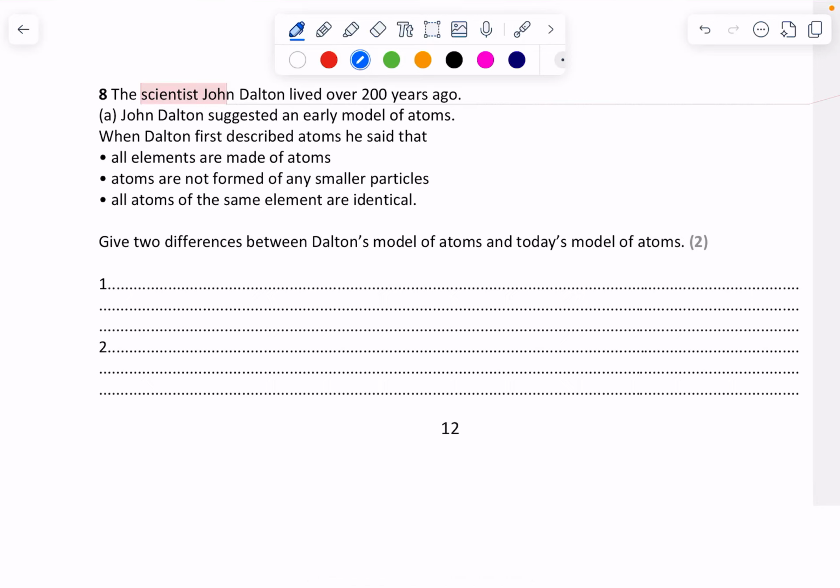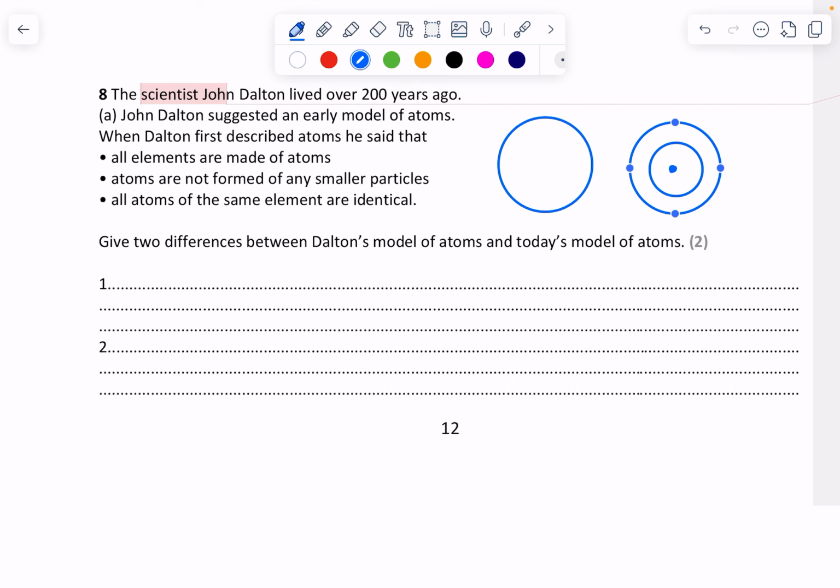Okay, so in this question, you were being asked about John Dalton and how it's different from today's model. If you remember, John Dalton described atoms as just solid spheres, and we didn't have any nucleus or any subatomic particles. So that's going to be the main focus of our response. Nowadays, we know you've got the central nucleus, and then you've got your energy levels with the electrons, and that nucleus has got those protons and neutrons inside it.